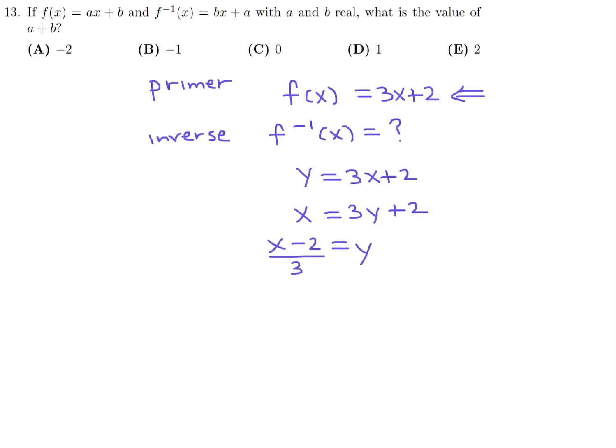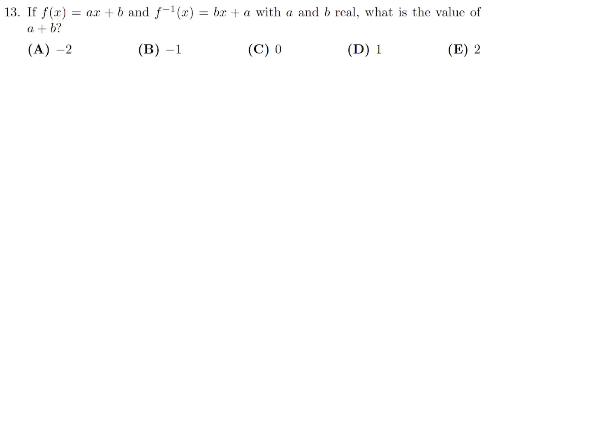and there you go. This is now your inverse function, and can also be written as f inverse of x is equal to x minus 2 over 3. Okay? So that's just a little bit of a primer I wanted you to take a look at. So now let's look at our question. Our question says that f(x) is equal to ax plus b, and f inverse of x, the inverse, is bx plus a. All right?